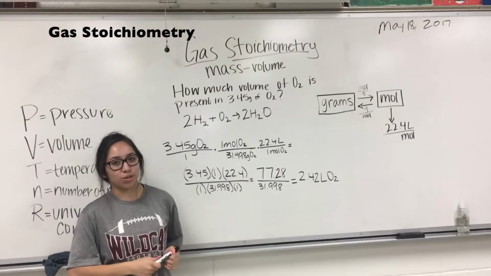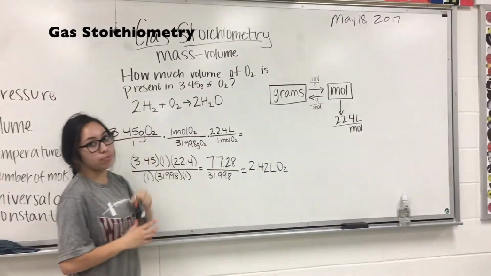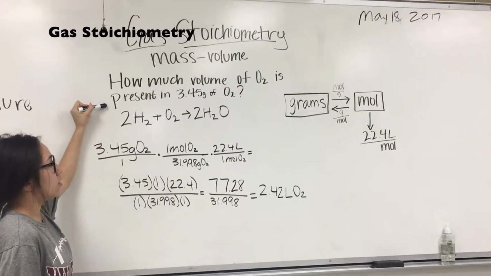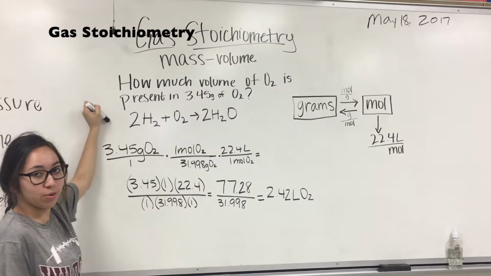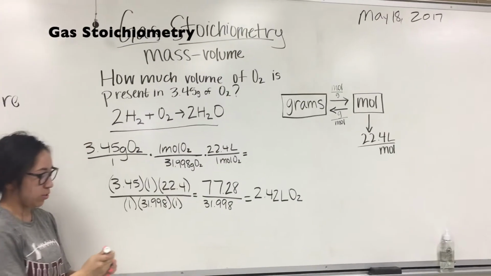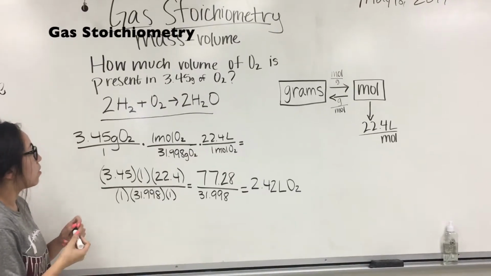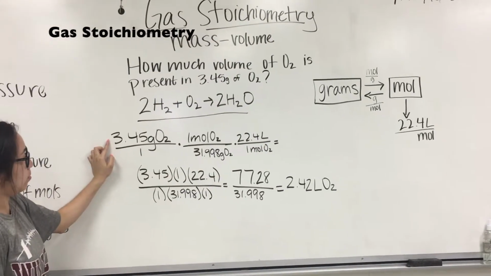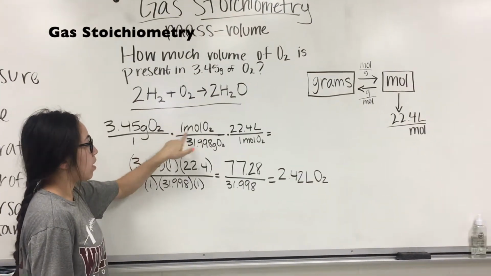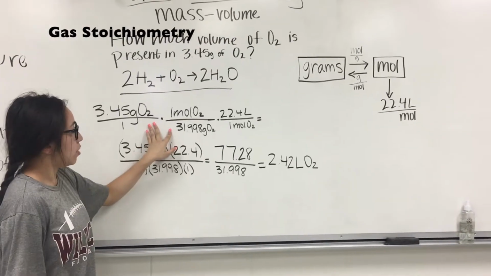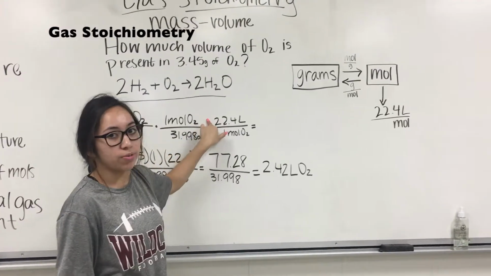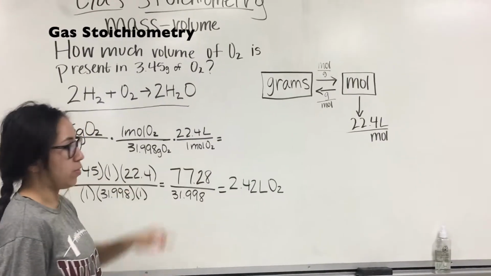Now, in gas stoichiometry, for mass to volume, your equation can be how much volume of O2 is present in 3.45 grams of O2. Now, your balanced equation is 2H2 plus O2 yields 2H2O. How you would work that out is you put 3.45 grams of O2 over 1 times 1 mole of O2 over 31.998 grams of O2 over the constant of 22.4 liters over 1 mole of O2.